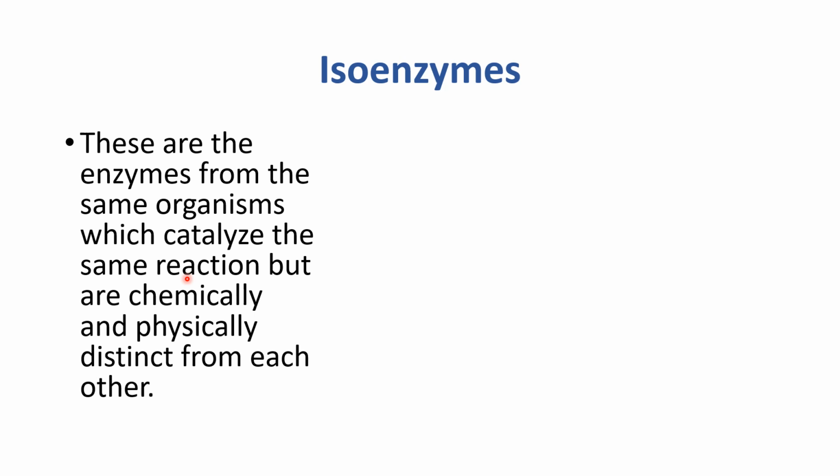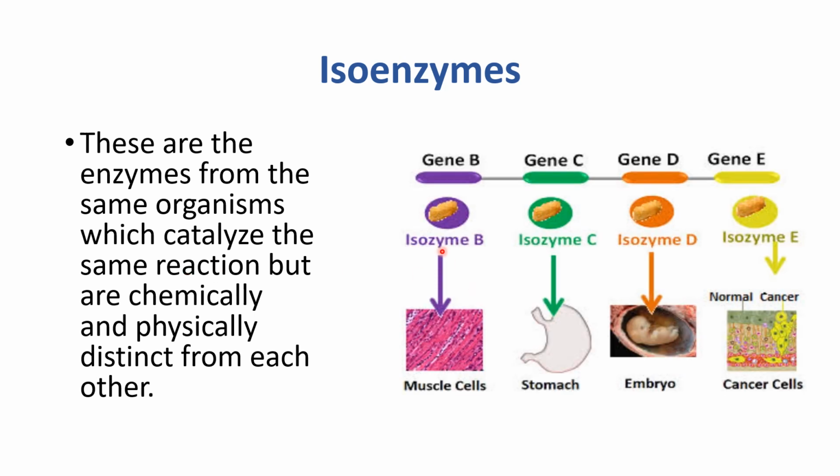For example, gene B, gene C, gene D, and gene E produce enzymes, that is enzyme B, C, D, and E, and they have different functions, like they are involved in the muscle cells, stomach, and cancer cells or normal cells.